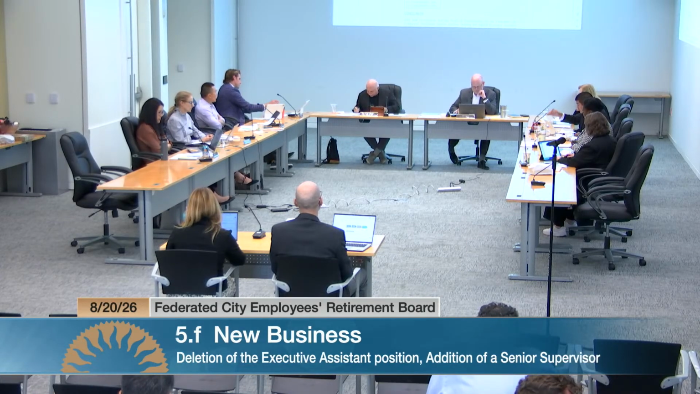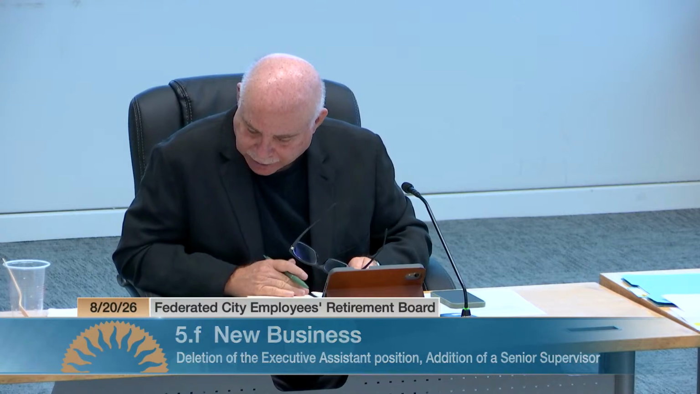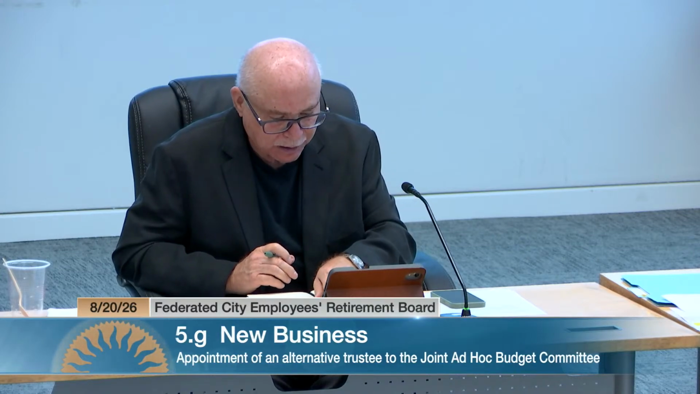Okay, 5G, discussion and action on appointing an alternate trustee to the Joint Ad Hoc Budget Committee. So this is the committee that is discussing, amongst other things, the allocation of ORS expenses between the two boards, Police and Fire and Federated. They have typically been split 50-50 to date. We're not sure if that is necessarily the correct allocation.